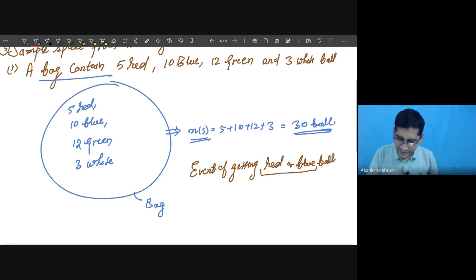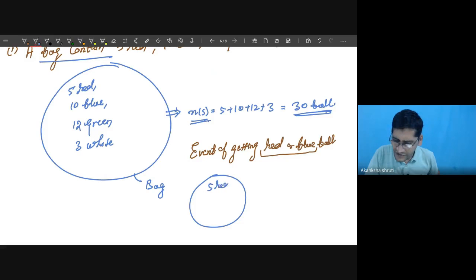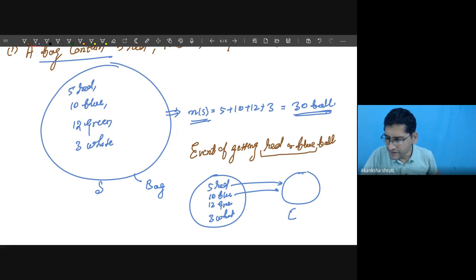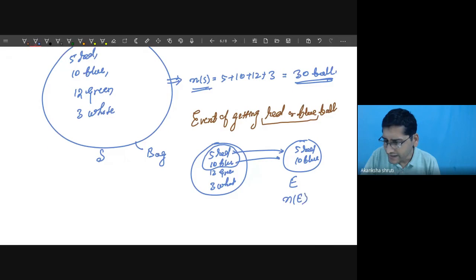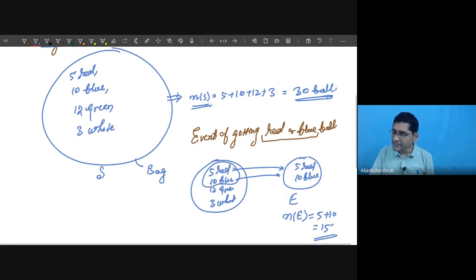So what was in our sample space? The 5 red, I am just rewriting it, 10 blue, 12 green, 3 white. From this I need the red and the blue, only these two should be taken in our event. So if I am drawing this event, I shall consider only this part. This need not be in the same order, maybe placed separately, and you are just blindly drawing it. So the event contains 5 red and 10 blue only. So what is the number of elements that the event can have? It is 5 plus 10 equals 15. This way the event needs to be counted.